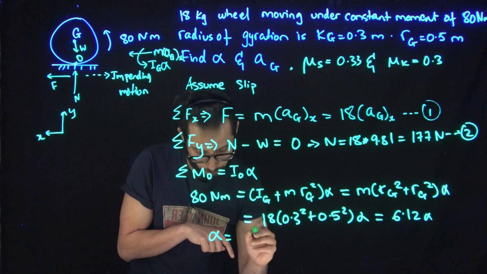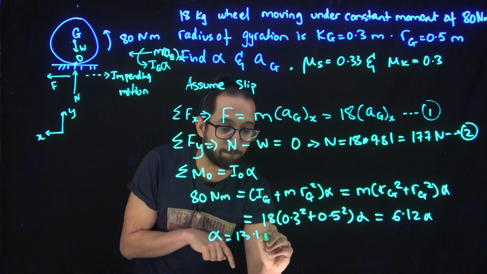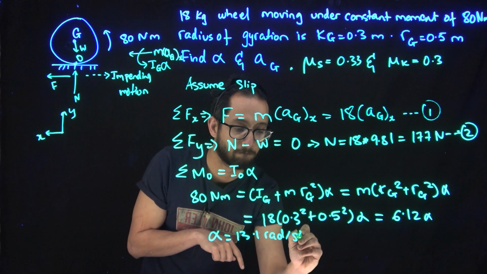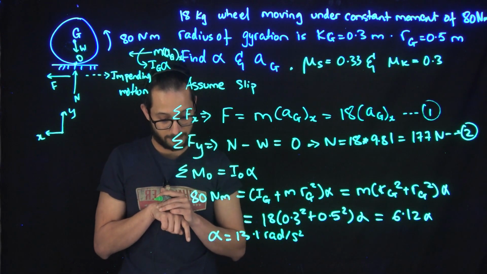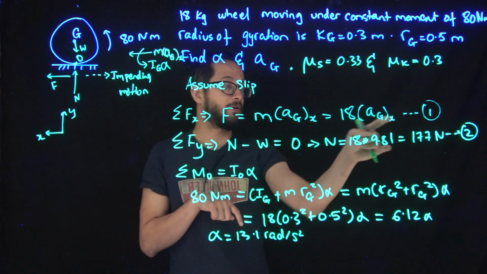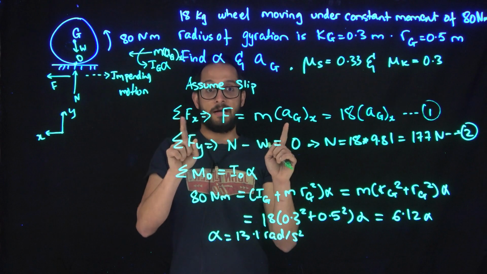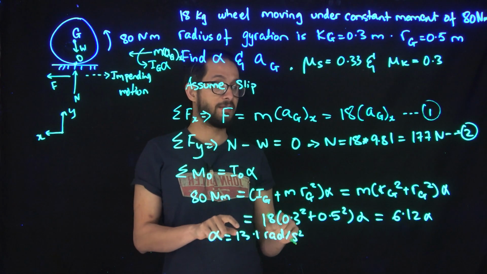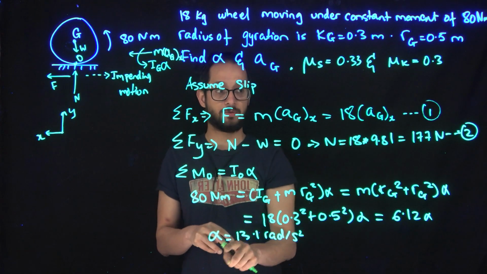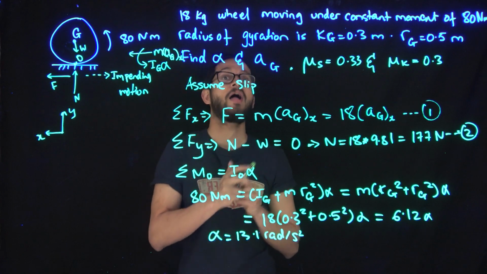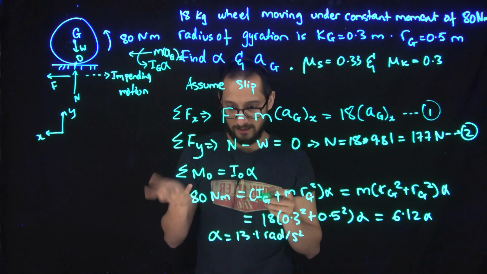And from here I see that my alpha is equal to 13.1 radians per second squared. Now I plug this back into expression number 1. Before I do that, that gives me what alpha is equal to, but I still don't know the relationship between a_Gx and alpha, right? Or do I?